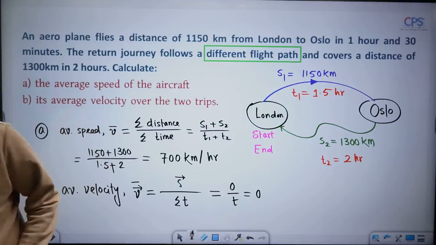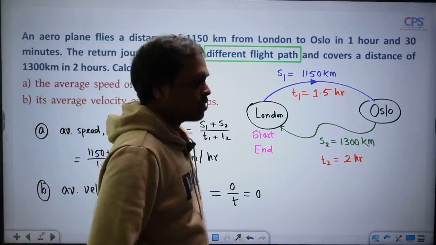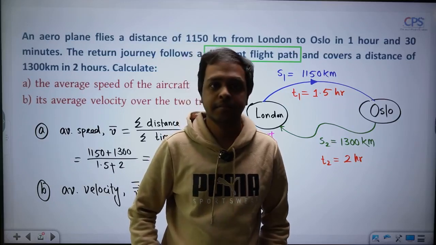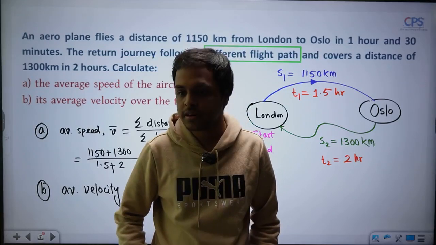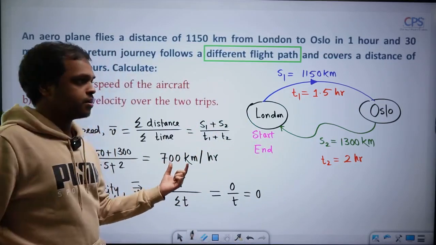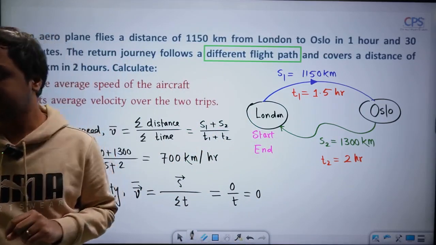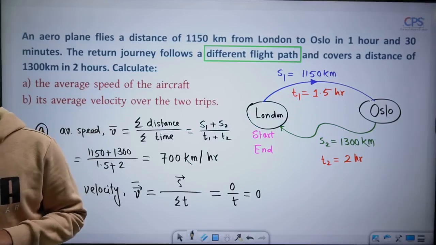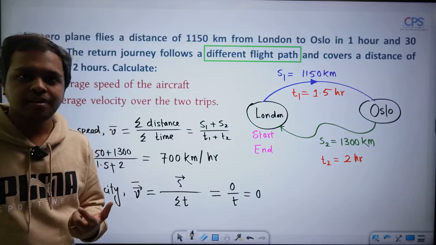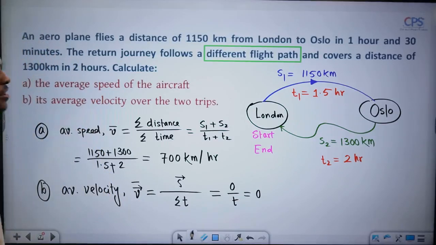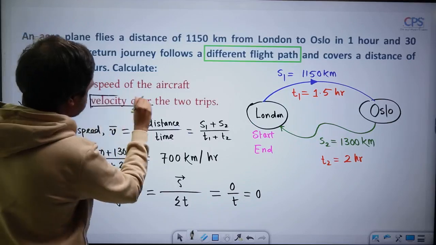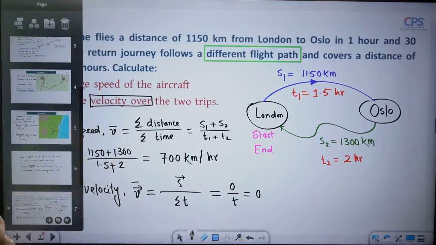So whatever the flight is doing, its average velocity is 0, though it has average speed, because speed is not a vector. It is scalar, that's why it has a value. That's 700 km per hour. But for velocity, it's 0. So be a little bit careful while you are calculating the average velocity or velocity overall. Okay, so that's the point here.